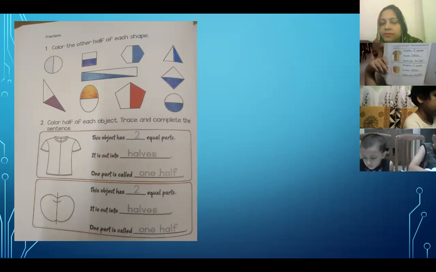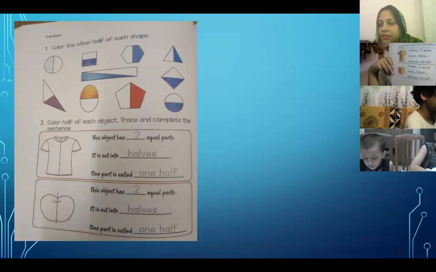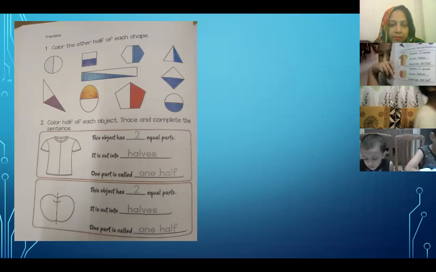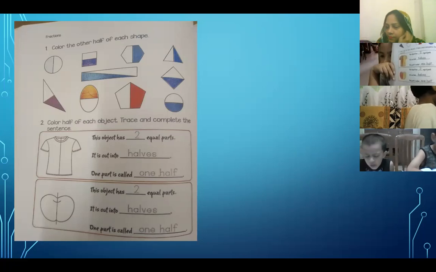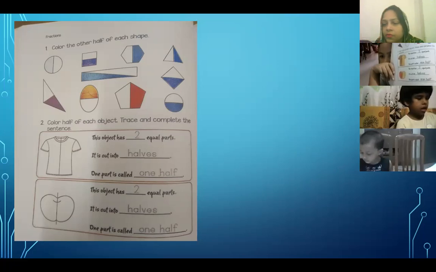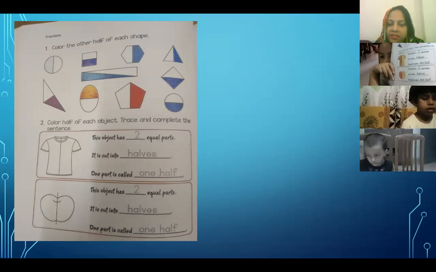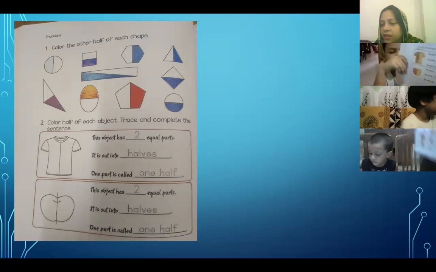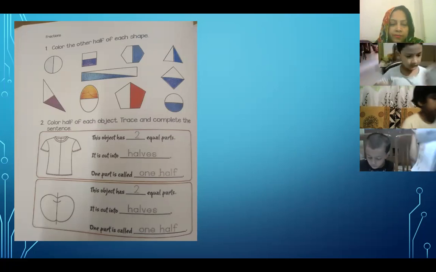Very good. Very good, Ajwat. But the object has a color only on one half, okay? Color both of the objects. Anyway, to understand what is one half, that's enough. Okay, Ayan, Aruhi, show me.